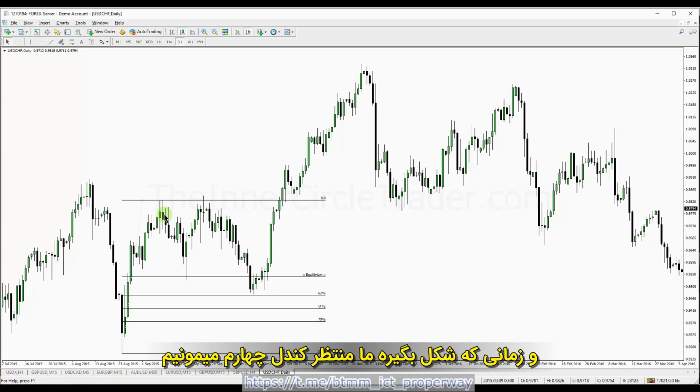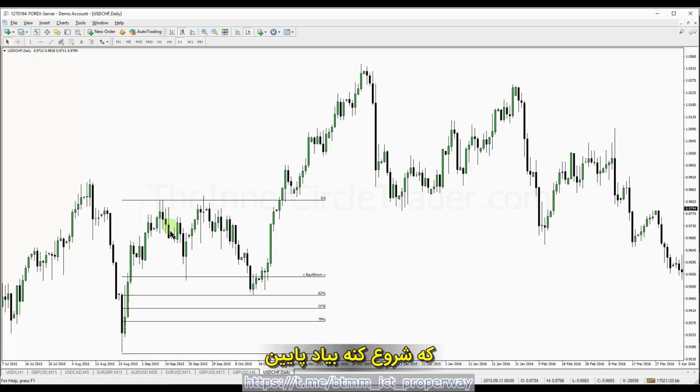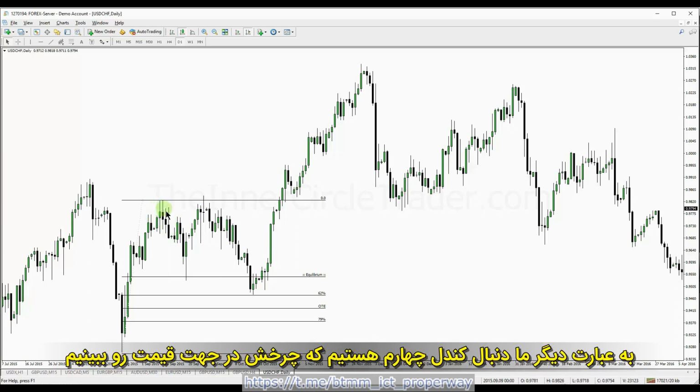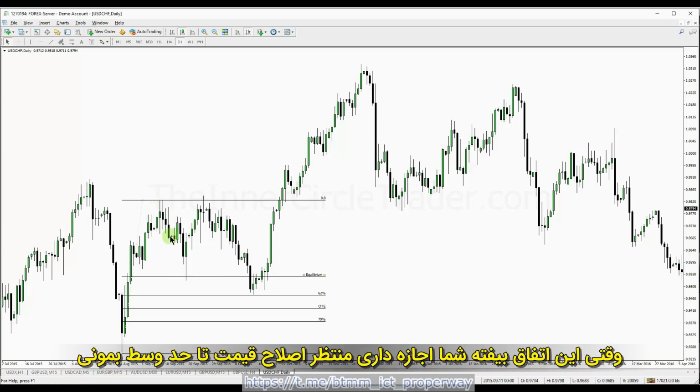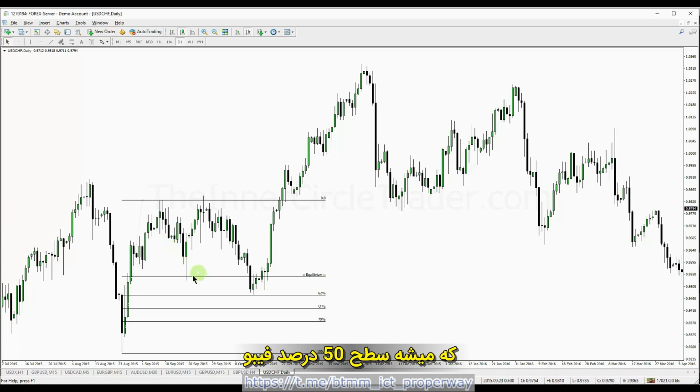And then once that swing high forms, we're waiting for the 4th candle, okay, to start coming lower. In other words, we're looking for 4 candles to start turning around. When that happens, now you're allowed to start looking for the market to come down into equilibrium. That means the 50% level.